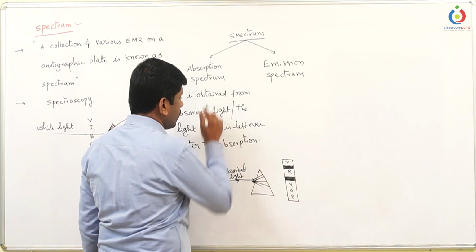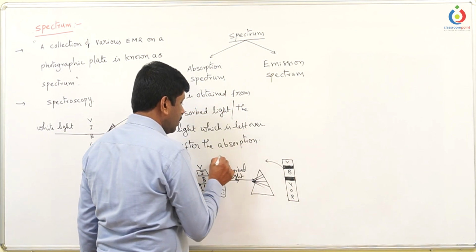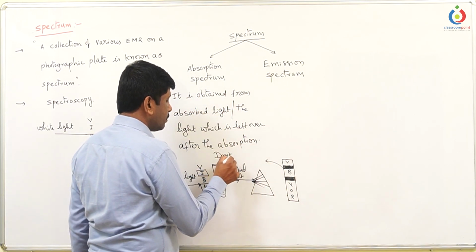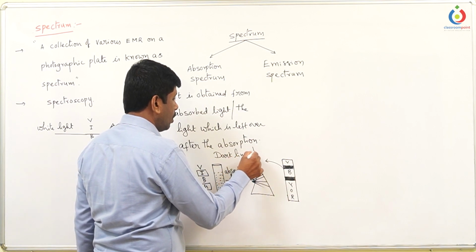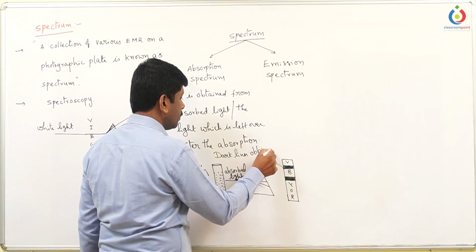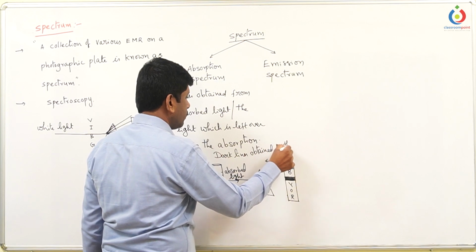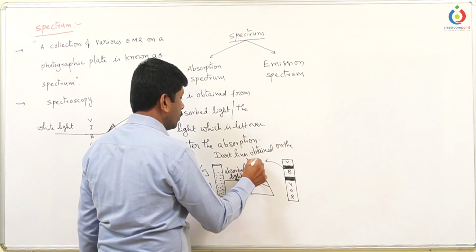So here, in the case of the absorption spectrum, we can say that dark lines are obtained on the bright background.